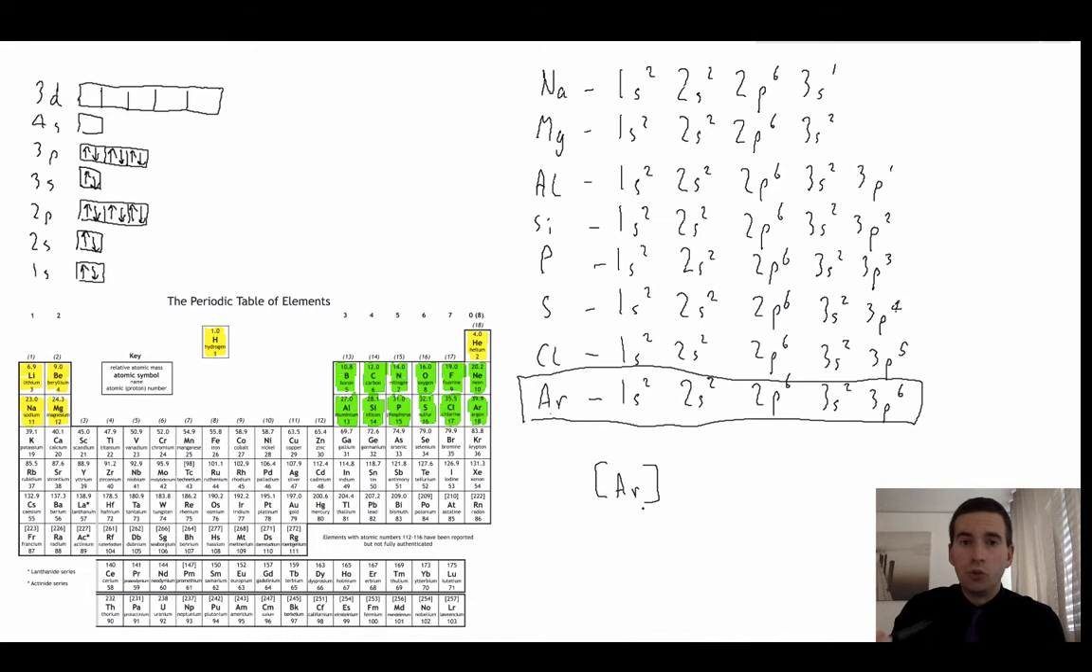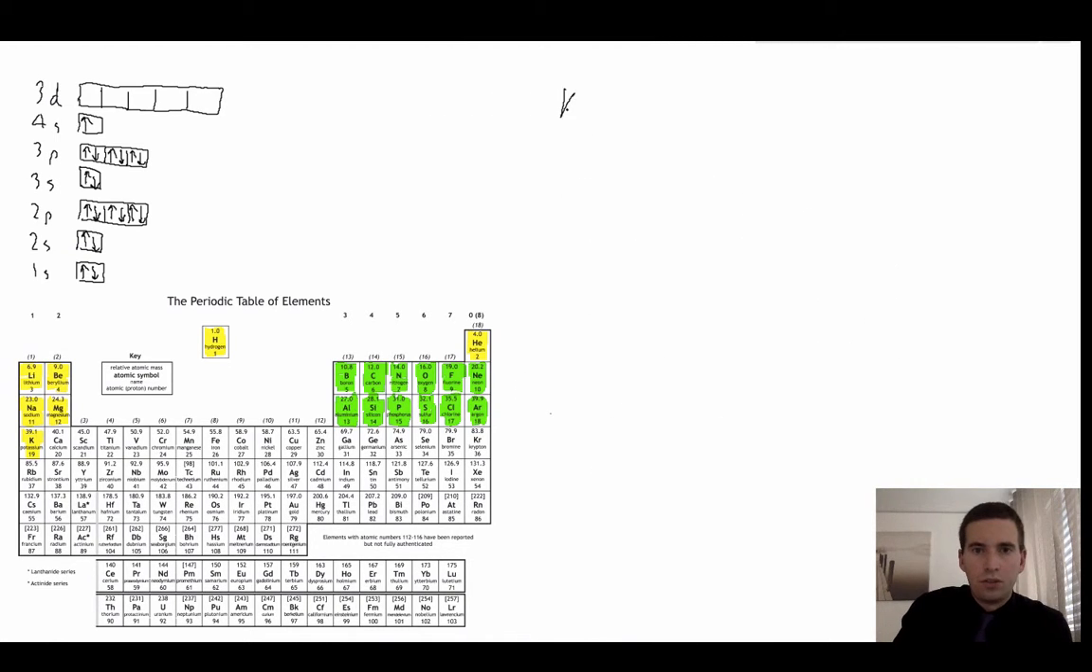Now at this point, you'll notice that we're not going to go into the 3d. Now if you follow on the periodic table, the next element is potassium. Now you can see potassium is in the s block. The 4s subshell is actually slightly lower in energy than the 3d. So we fill up the 4s subshell first. So for potassium, start with the electronic configuration of argon, then it is 4s1.